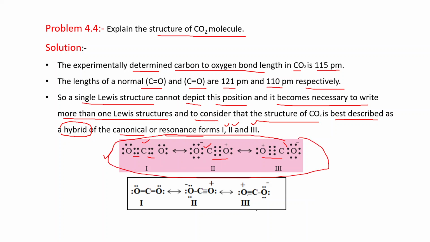Clear? And for the hybrid, we can't write a Lewis structure. You can also write these Lewis structures like this. These dots can be replaced by bonds: double bond, single bond, triple bond. Again, see, when you write the canonical structures, there is no change in the position of atoms, no change in the number of covalent bonds, no change in the lone pairs of electrons.